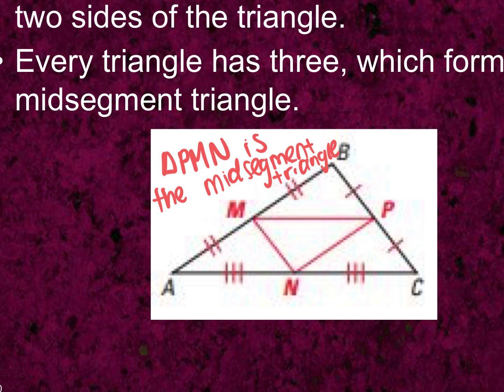And the same thing happens for P. Do you guys agree? P is the midpoint of what side? BC. And N is the midpoint of what side? AC. Now, I want you guys to pay attention, okay? If we're connecting all the midpoints of the triangle, right?